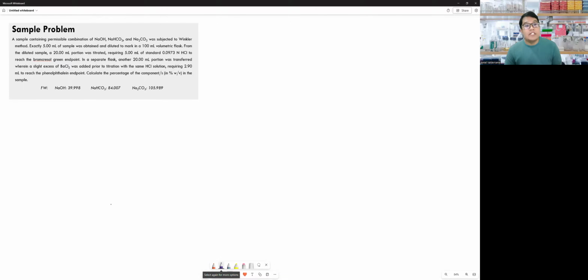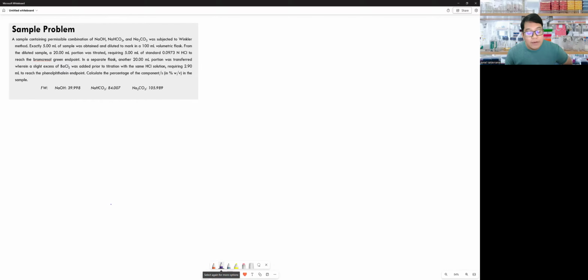A sample containing permissible combination of NaOH, bicarb, and sodium carbonate was subjected to Winkler method. Exactly 5 ml of sample was obtained and diluted in a 100 ml vol flask. From the diluted sample, a 20 ml sample was titrated, requiring 5 ml of standard 0.0973 normal HCl to reach the BCG endpoint. In a separate flask, another 20 ml portion was transferred where the slight excess of barium chloride was added prior to titration with the same HCl solution, requiring 2.9 ml to reach the phenolphthalein endpoint. Calculate the percentage of the components in percent weight per volume in the sample.